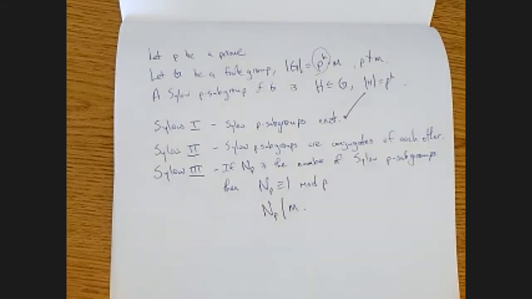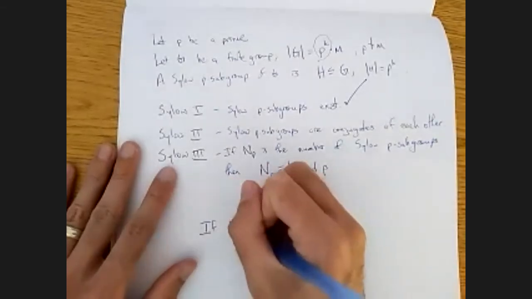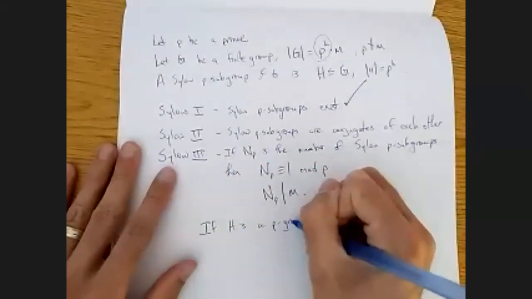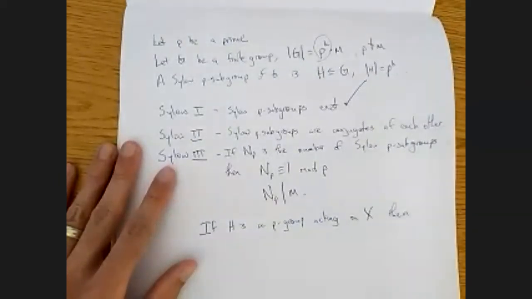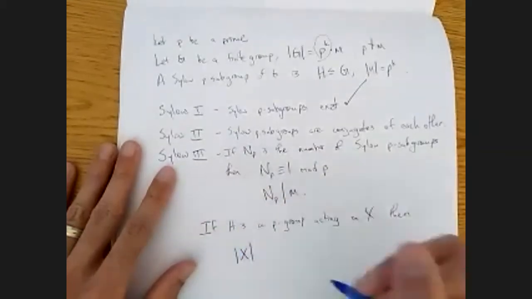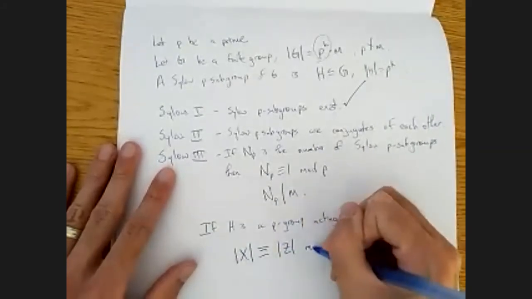And for these, I guess there's probably a lot of different proofs, but our proofs are going to use a group action with a P group. So we need to remember the following theorem: if H is a P group acting on X, then we have the class equation, but for this it says that the number of elements of X is congruent to the number of elements of the fixed points mod P.